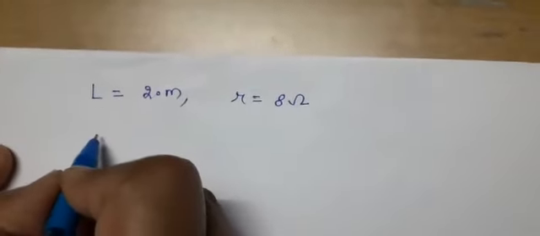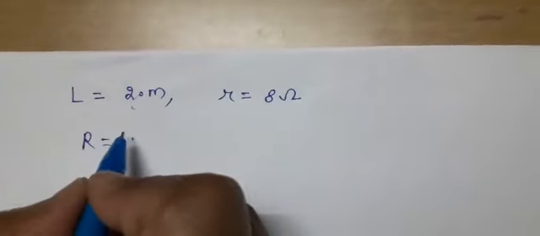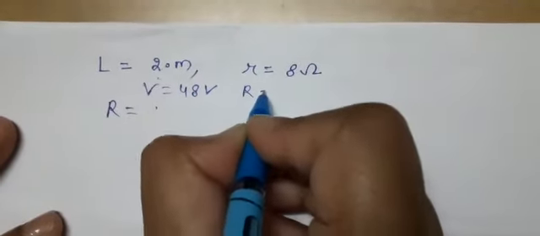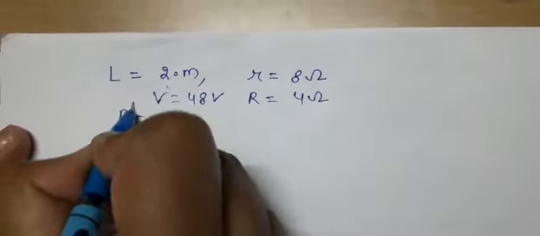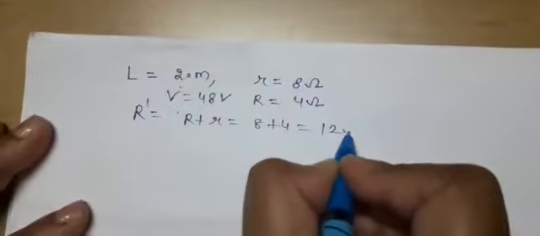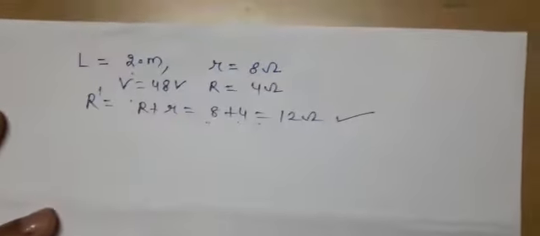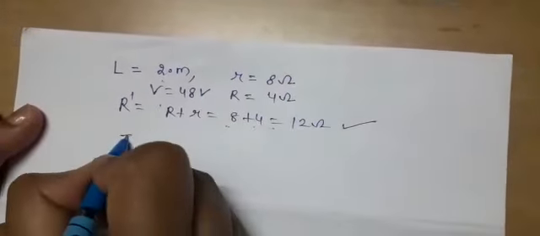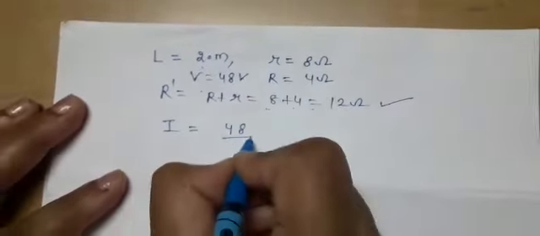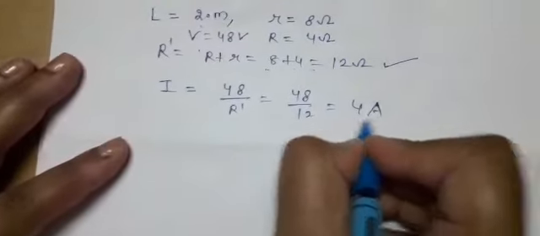So what we have to do? First of all, the total resistance through the battery. The battery voltage is given to be 48 volt, and the resistance connected in series with it is 4 ohm. So total resistance will be R plus small r. This will be 8 plus 4, that is 12 ohm. Now corresponding to this resistance, what will be the current flowing through the potentiometer circuit? It will be voltage divided by the resistance. It is 48 by 12, that is 4 ampere.